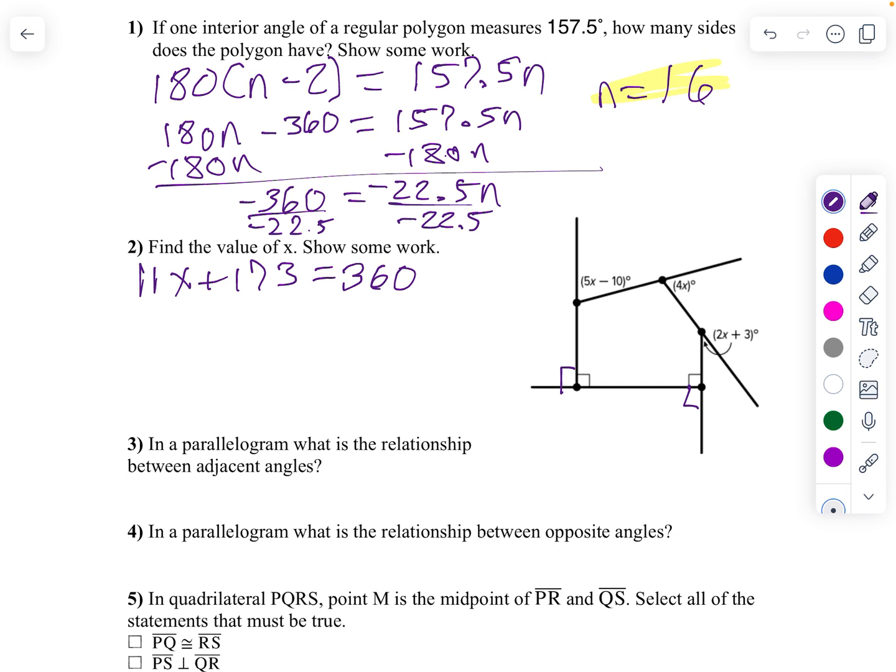So then we take 360 minus 173, and we get 187, that is. So x would be 17 sides on that one.